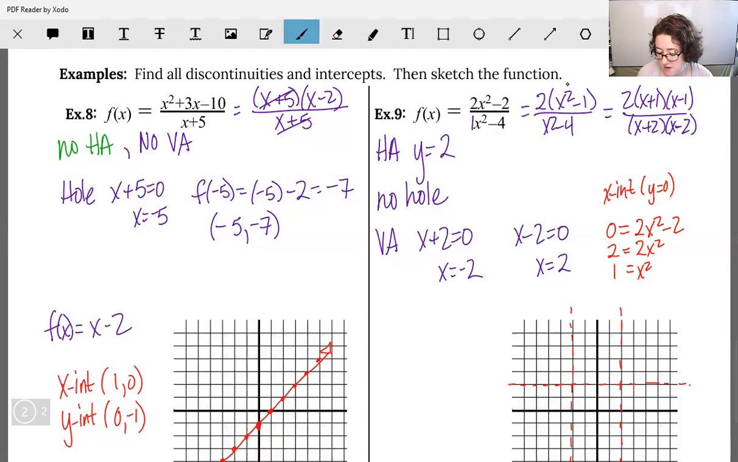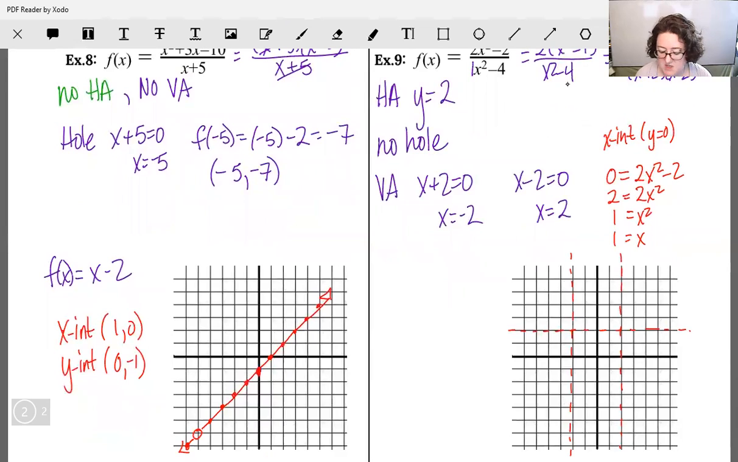x squared equals 1, otherwise known as x equals the square root of 1. Let's check to see what happens on this one. Because when we take the square root of 1, technically we have a plus minus. So we should have one x-intercept at positive 1 and one x-intercept at negative 1.